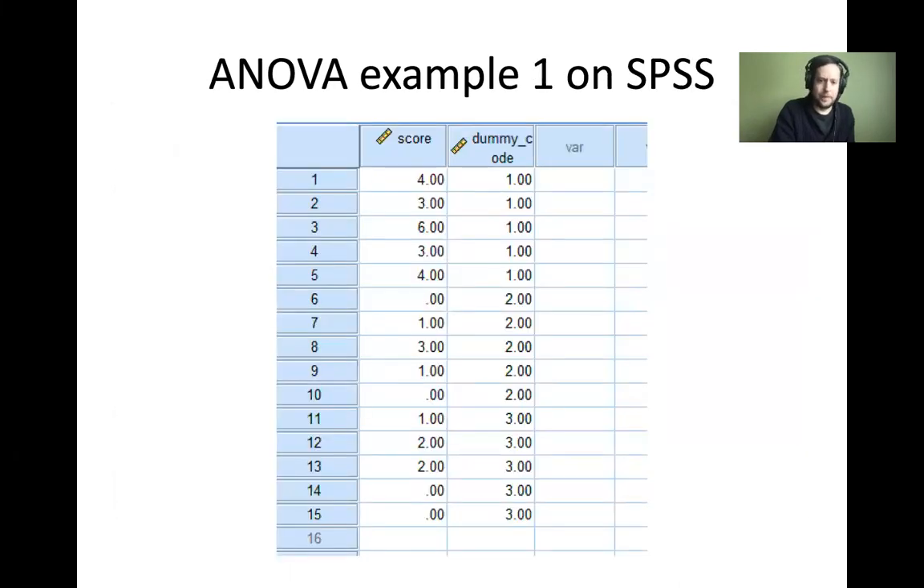So I want to show you a little bit about how to run a one-way ANOVA in SPSS and how to interpret the output, because there's definitely a question where you have to interpret the output for a one-way ANOVA on the written portion of the test.